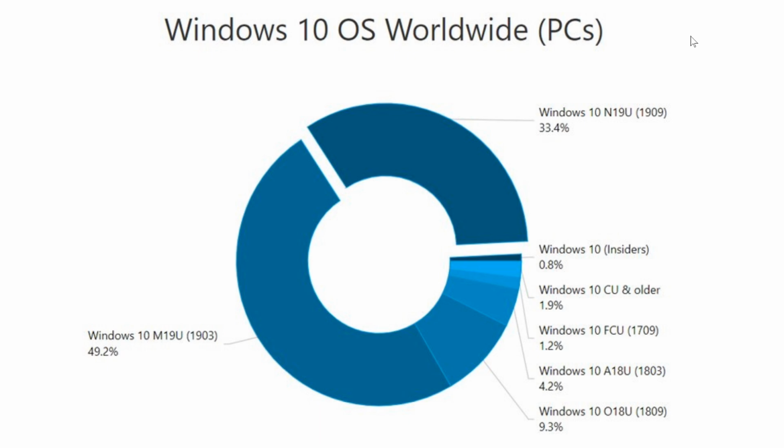So, if we look at Windows 10 around the world, the version that has the most users is still the May 2019 update, version 1903, which was released last year. So 49.2%, almost half of Windows 10 users are on that version. Followed by Windows 10 November update, which is at 33.4%.